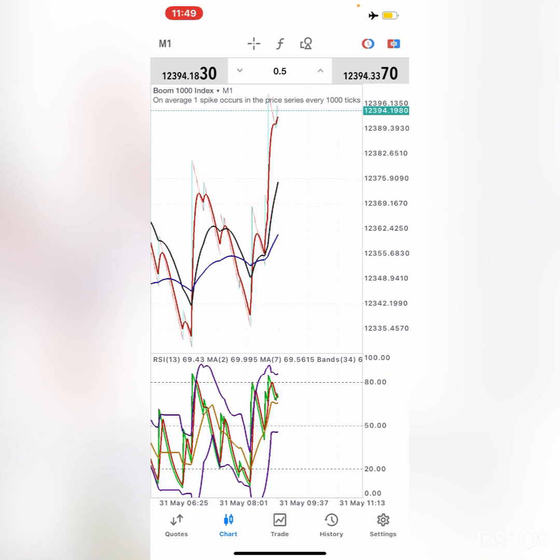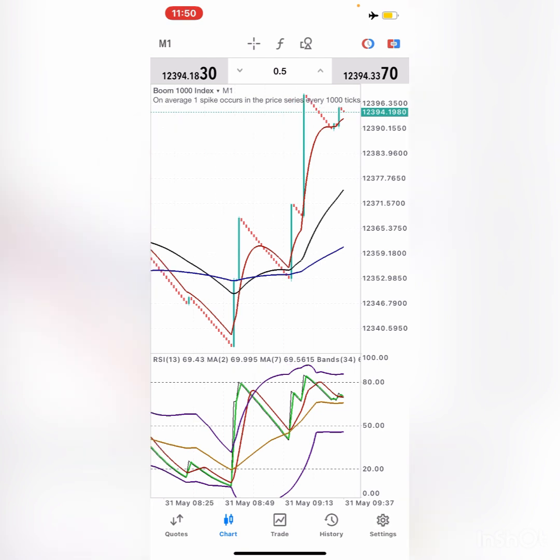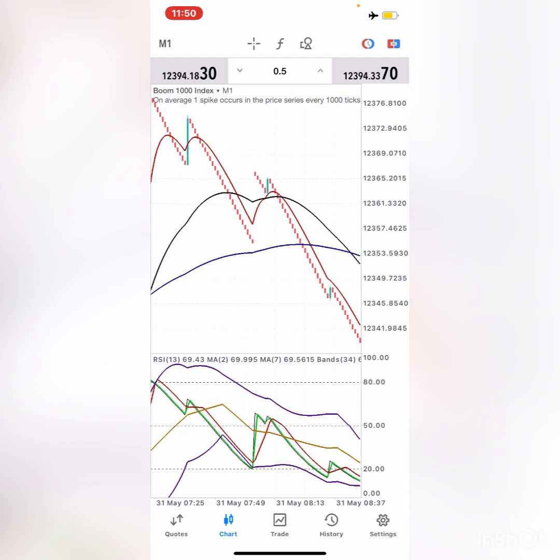Okay, so first thing with this strategy is we're going to be using our 1 minute time frame. So I'm on boom 1000 right now, and we're on a 1 minute time frame. The second thing that I need to clarify is the zoom level does not matter. Just put a zoom level that is visible to you, that you can see clearly what's going on, right? So what are the conditions for you to sell boom?